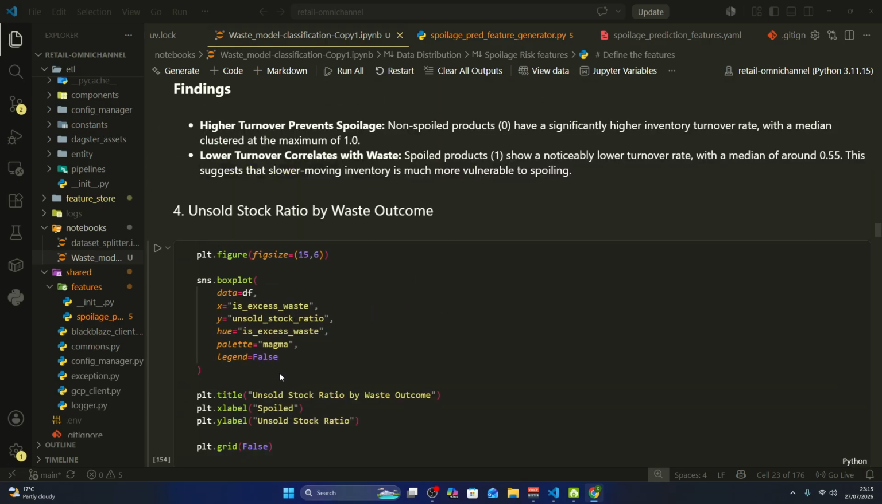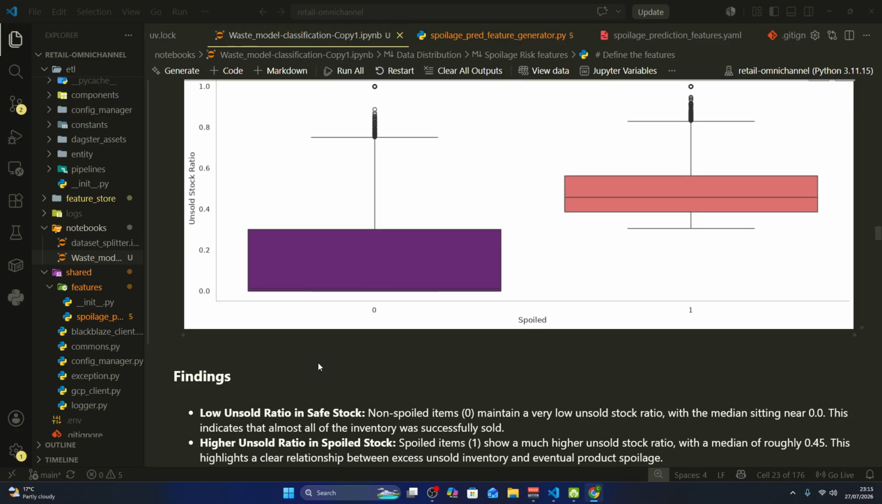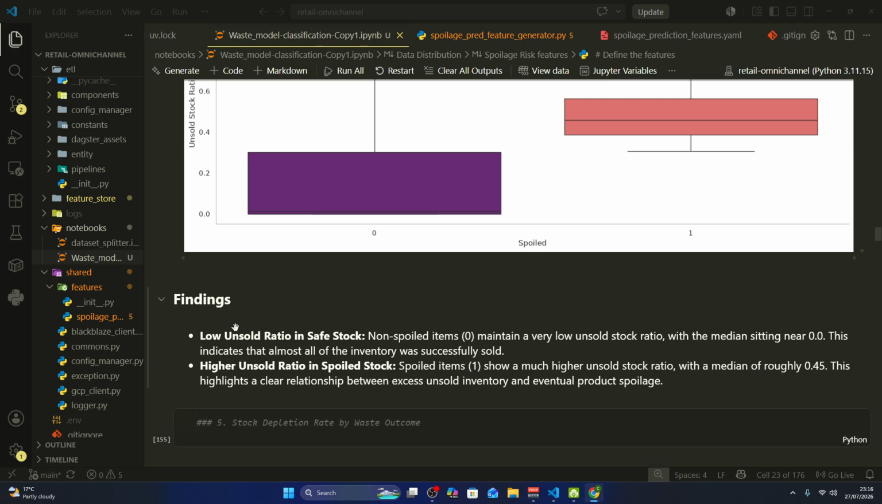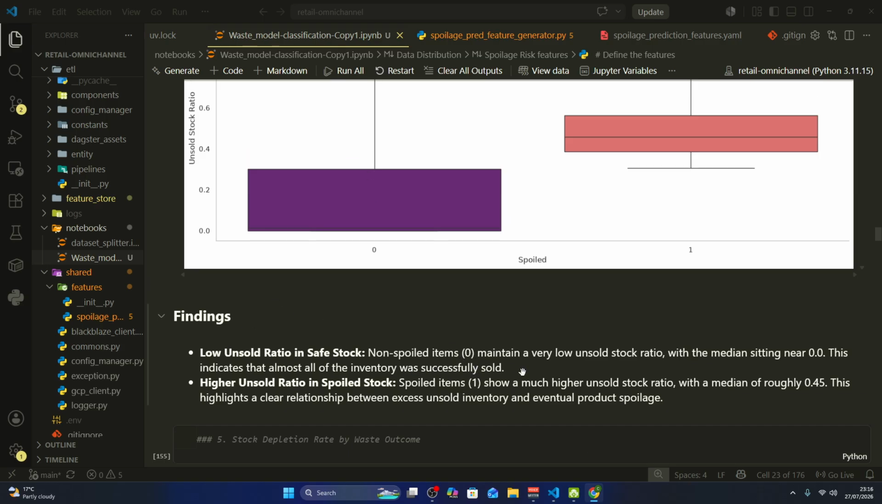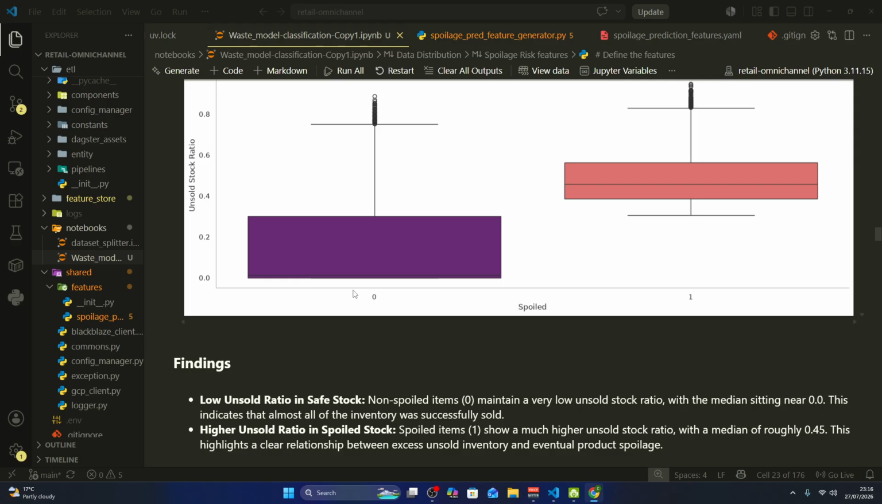So this one we are comparing unsold stock ratio by waste outcome. If the products are unsold, what is the waste rate? Low unsold ratio is a safe stock. That means non-spoiled items are zero. Maintain a very low unsold stock ratio with the median sitting about 0.0. This indicates that almost all of the inventory was successfully sold. If you sell everything, then the spoilage rates are lower.